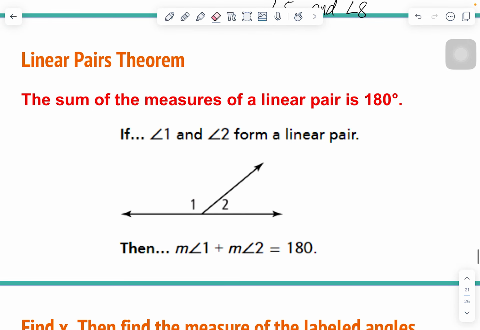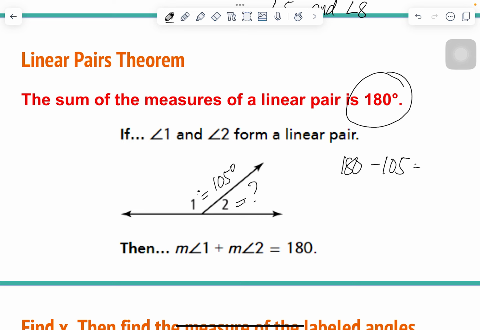All right, linear pairs theorem. So what does it say? The sum of the measures of a linear pair is, as I have mentioned earlier, 180. So measure of angle 1 plus measure of angle 2 should be 180. Say, for example, measure of angle 1 is 105 degrees. What would be the measure of angle 2? So what's their sum? 180. So you subtract it. Therefore, it is 75 degrees. So if you add 105 and 75, that is 180.